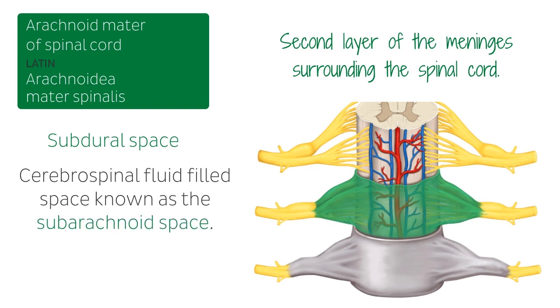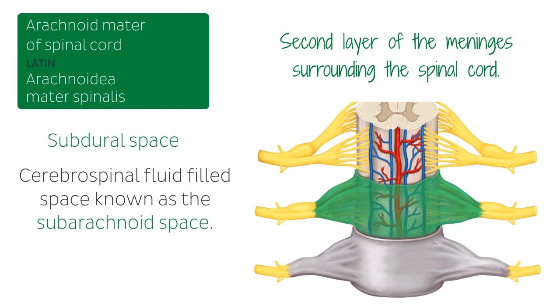In the same way as the previously discussed dura mater, the arachnoid matter accompanies the spinal roots through the intervertebral foramina. Even though the spinal cord ends at about the level of L1 or L2, the arachnoid matter and the subarachnoid space continue down to the level of S2.